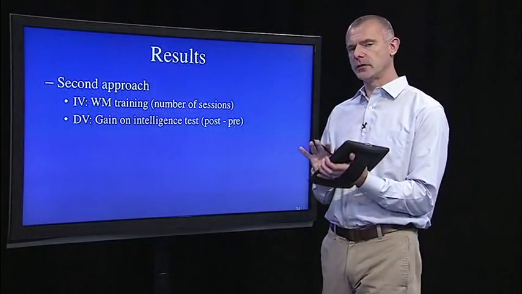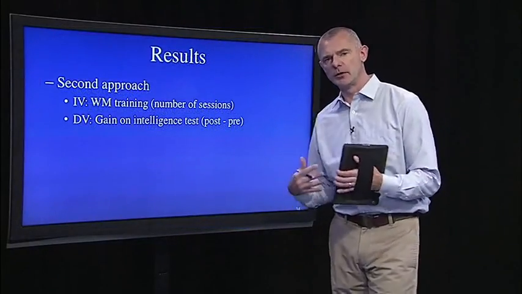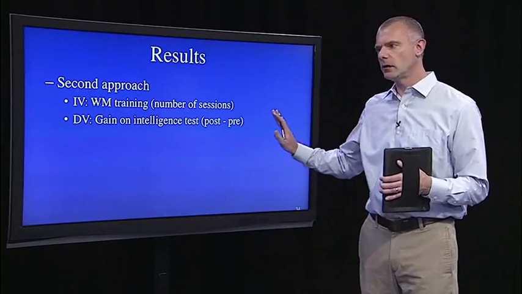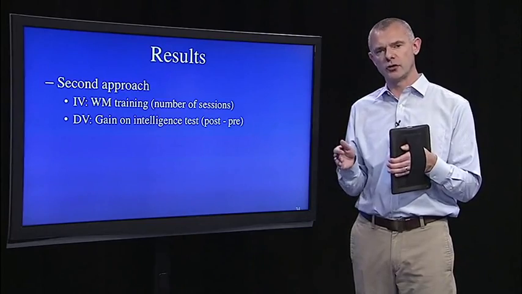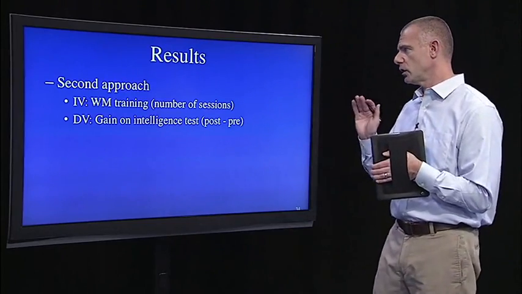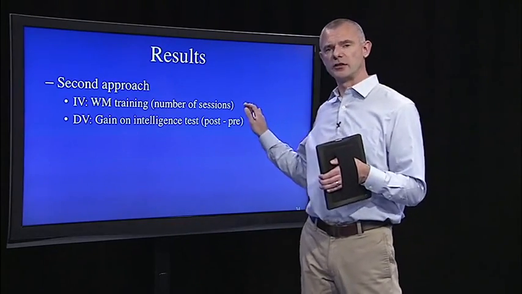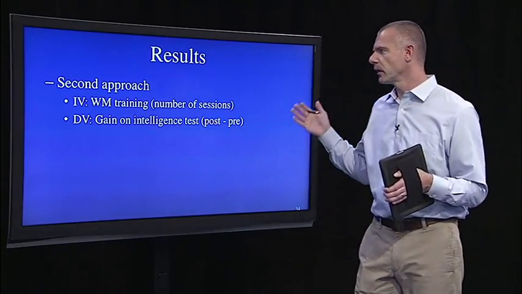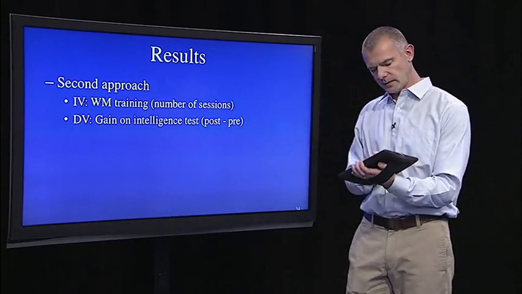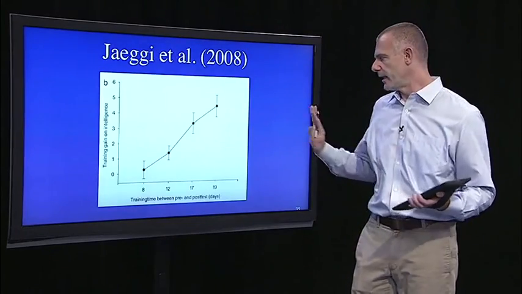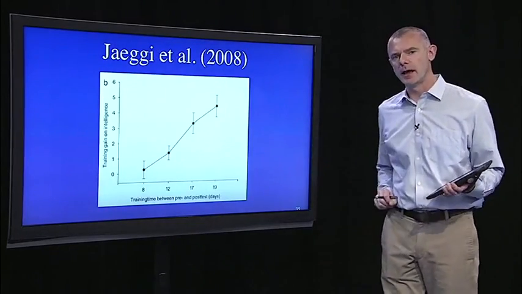Remember, the authors approached their data a couple different ways. So here, we're just going to zoom in on the folks who are in one of the various training conditions. So we're just going to use number of sessions as the independent variable, and then for simplicity, we're just going to use the gain score as the dependent variable. Again, it's this result that we're going to analyze.